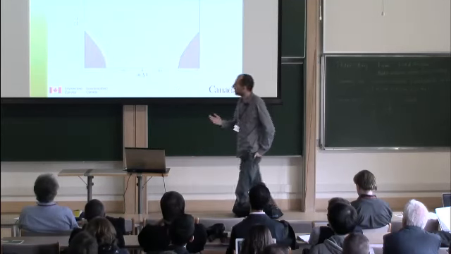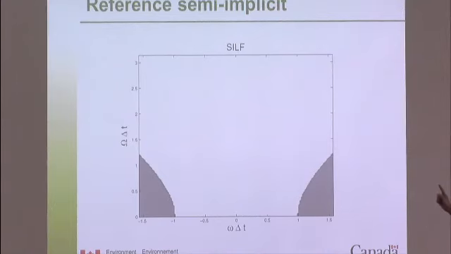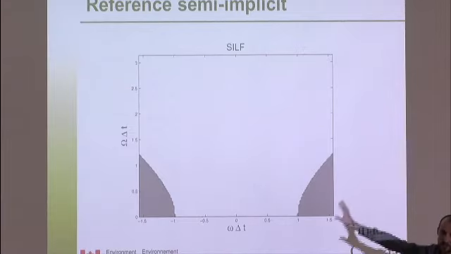So the reference semi-implicit, this is our SILF, semi-implicit leapfrog. That's what I'm calling the classic Robert scheme. This is plotted in a non-dimensional plane of the slow frequency times the time step, and on the vertical axis, the fast frequency times the time step. This is the kind of stability regime you get. Anything in white is stable, anything in gray is unstable.